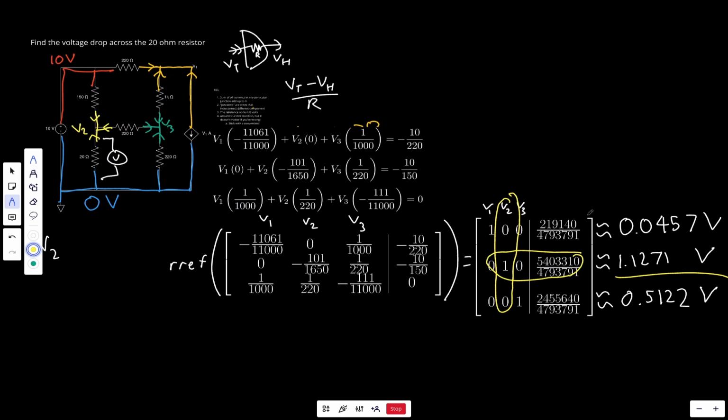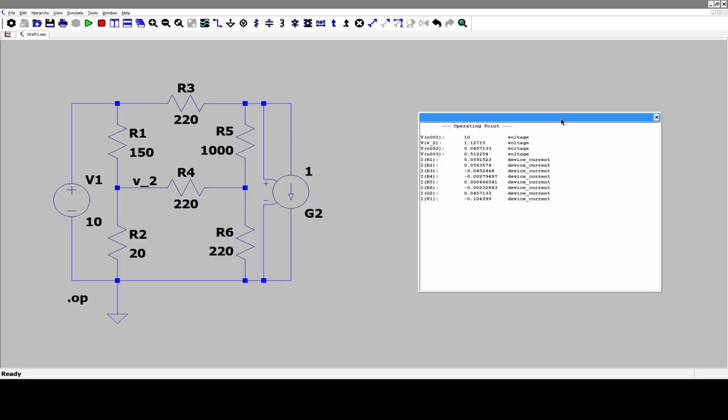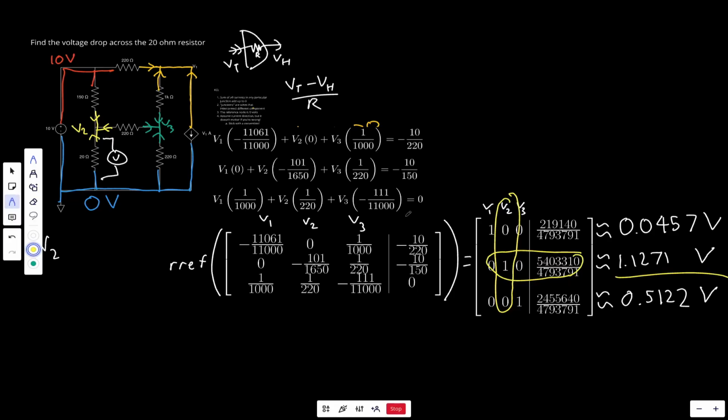So we could also go ahead and check this by using a circuit simulator. Over here, I've actually simulated the circuit, as you can see, and indeed, V2 happens to be approximately 1.127 something volts. So we know that we've done that correctly. Now we can easily tell that our answer is correct and we did everything correctly, which is great. But now, suppose that I bring up another question.